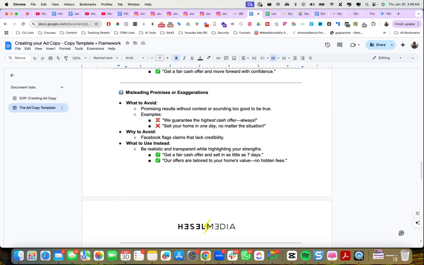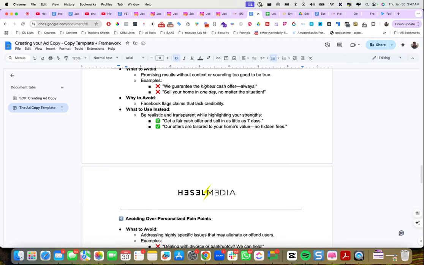Third, avoid misleading promises or exaggerations. For instance, "We always guarantee the highest cash offer" or "Sell a house in 1 day, no matter the situation." That's kind of crazy to say. You can't really sell a house in 1 day, but you can receive an instant offer, or sell in as little as 7 days. So say things like, get a cash offer and sell in as little as 7 days. Our offers are tailored to your home's value, no hidden fees.